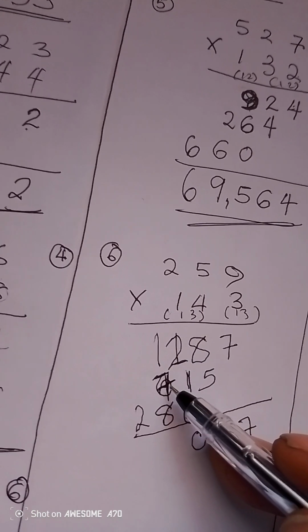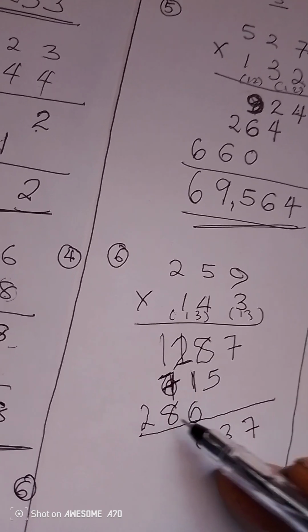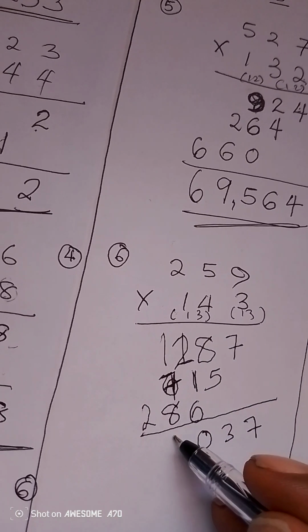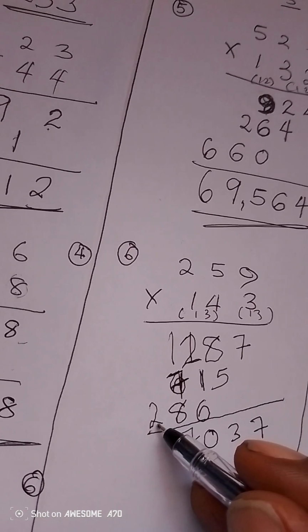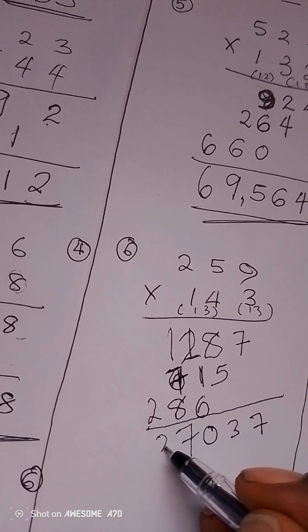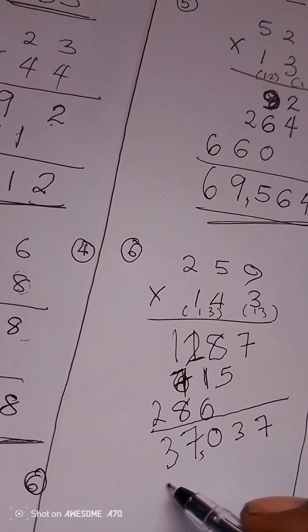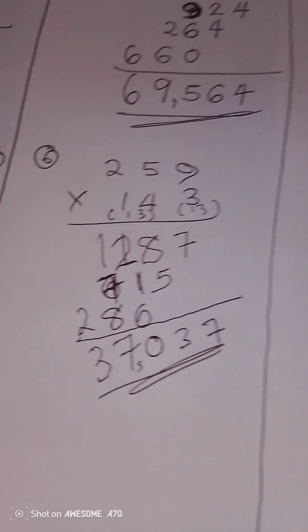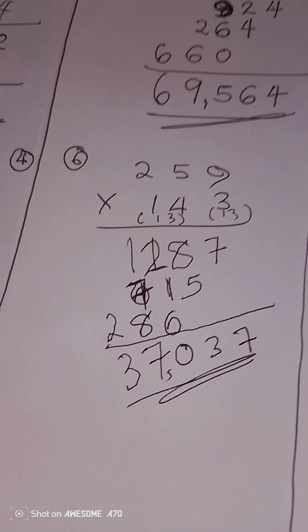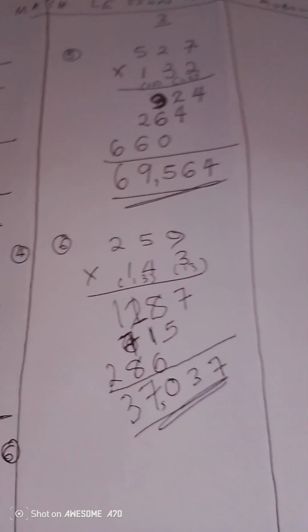1 plus 7 is 8. 8 plus 8 is 16. 16 plus that one gives you 17. Have your 7. Take 1. And then you add that one to this 2 and gives you 3. Hope you understand what I just did. So that gives you 37,037. So that means 259 multiplied by 143 gives 37,037. So that is that.